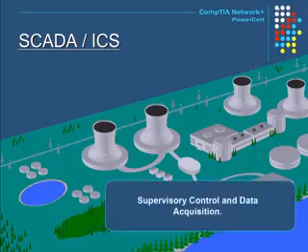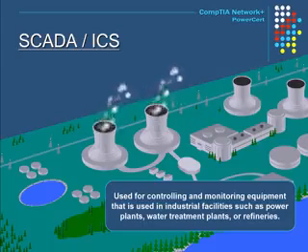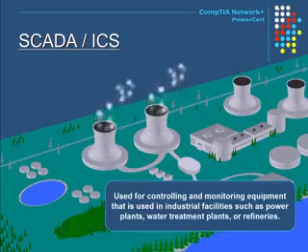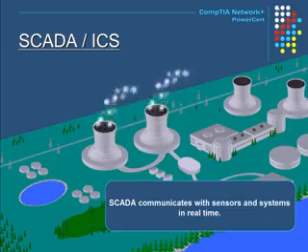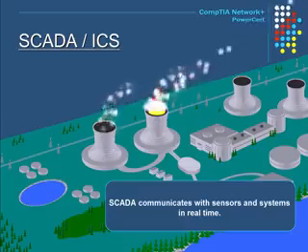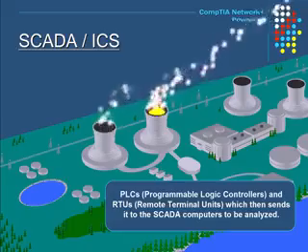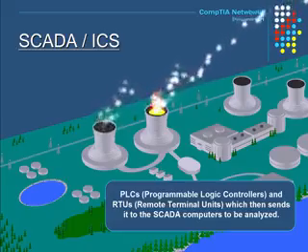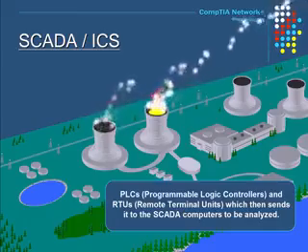SCADA stands for Supervisory Control and Data Acquisition. And this is software that is used for controlling and monitoring equipment that is used in industrial facilities such as power plants, water treatment plants, or refineries. SCADA communicates with sensors and systems in real time that are out in these industrial facilities, and those sensors and systems send back information to PLCs, or Programmable Logic Controllers, and RTUs, or Remote Terminal Units, which then sends it to the SCADA computers to be analyzed.